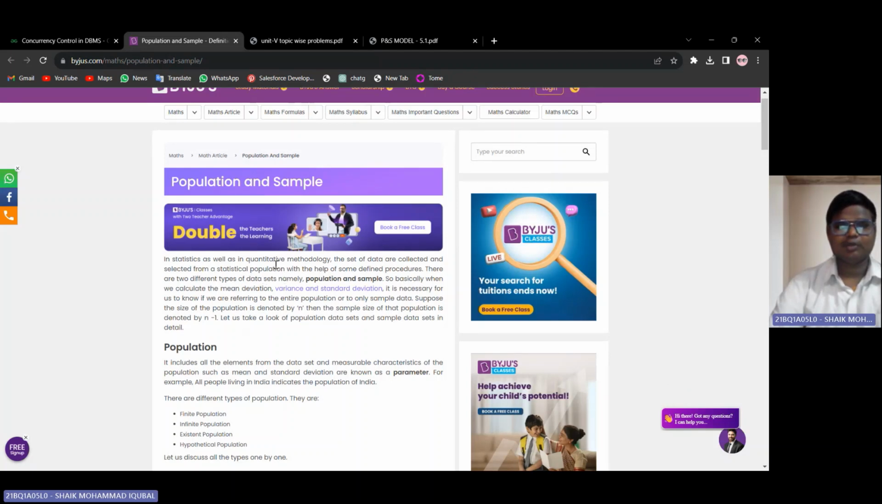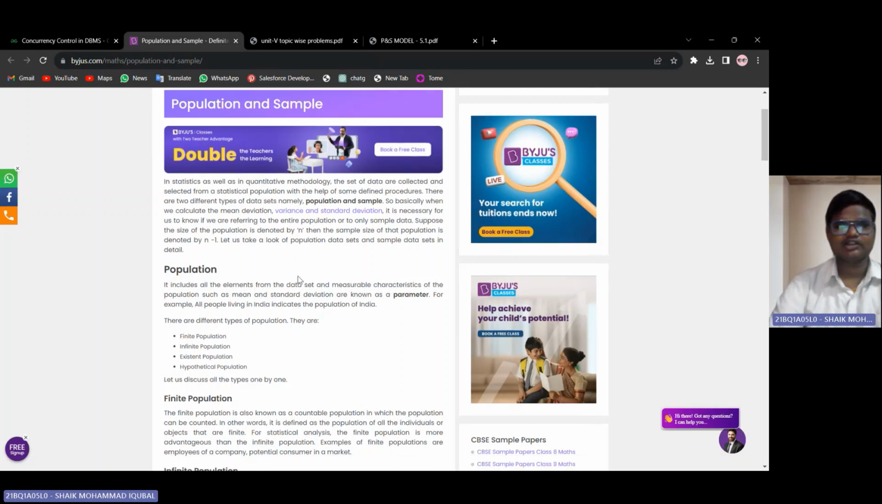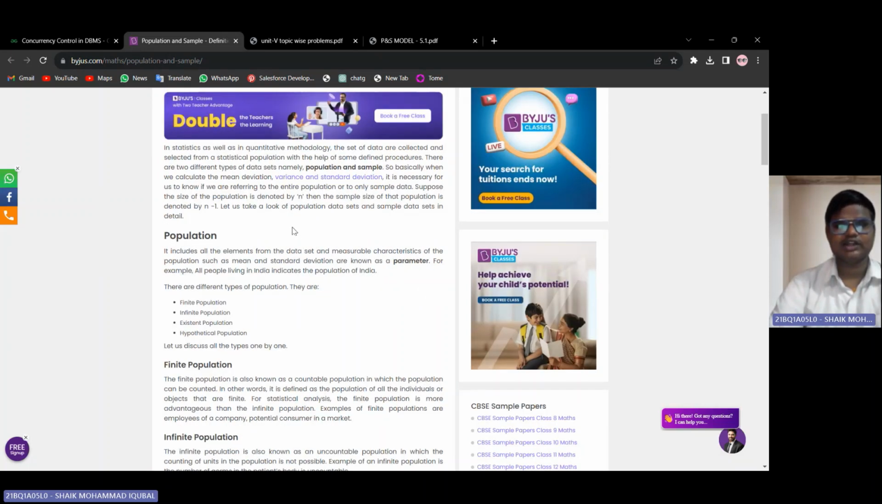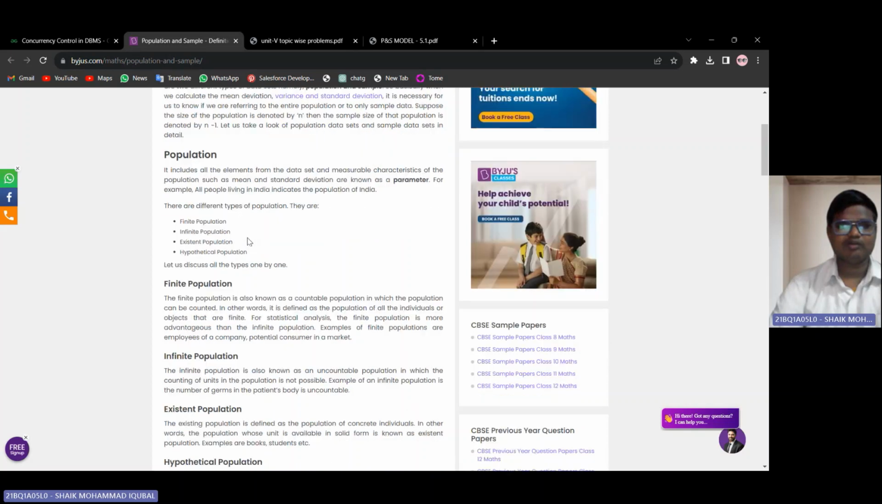Let us take a look at population datasets and sample datasets in detail. Population. It includes all the elements from the dataset, and measurable characteristics of the population, such as mean and standard deviation, are known as parameters. For example, all people living in India indicates the population of India. There are different types of population. They are finite population, infinite population, existent population, and hypothetical population. Let us discuss all types one by one.